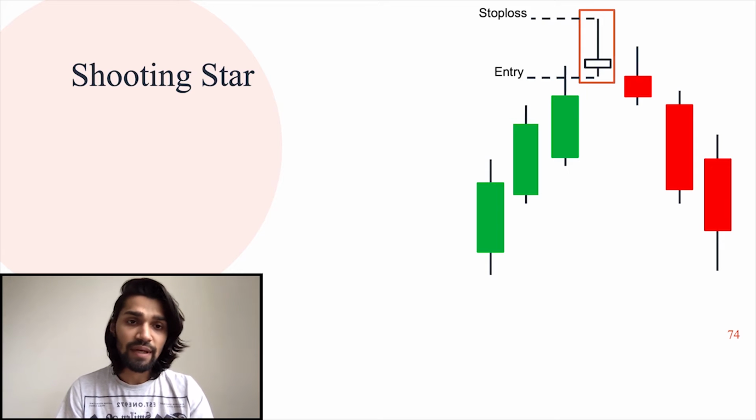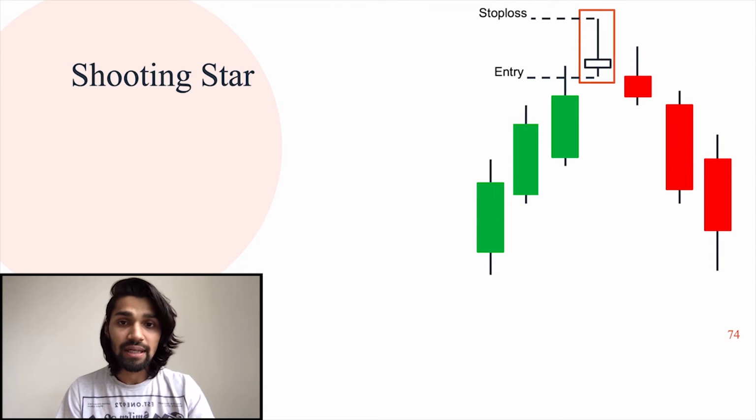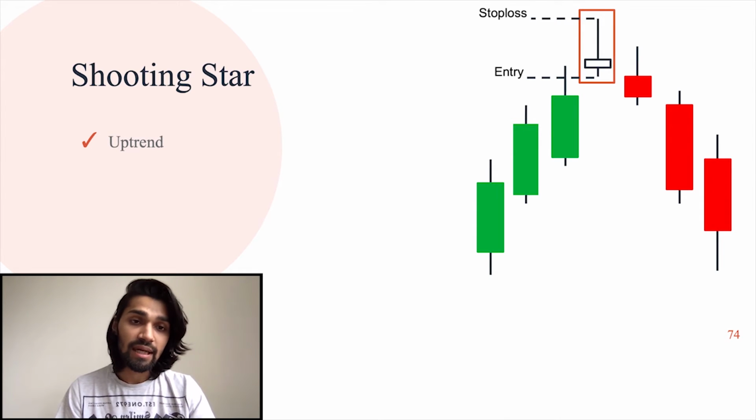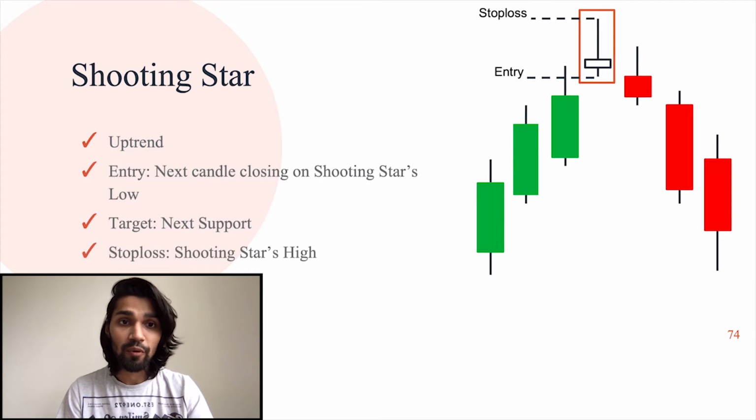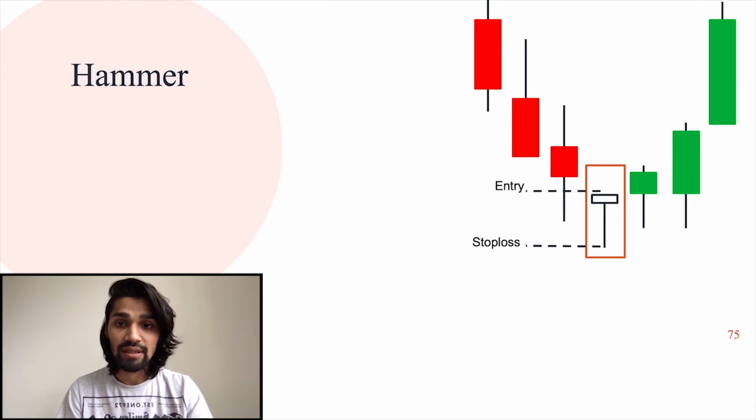Few things that you need to take care of before taking a trade in shooting star. First, there should be an uptrend going on. Second, the entry. You should take an entry when a red candle closes below the low of the shooting star. Your target would be your next support, and your stop loss would be the high of the shooting star. Next, we'll talk about hammer. The hammer is again very similar to the hanging man or the dragonfly doji. It is a bullish pattern.